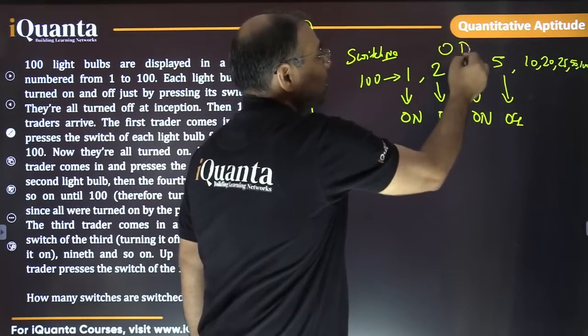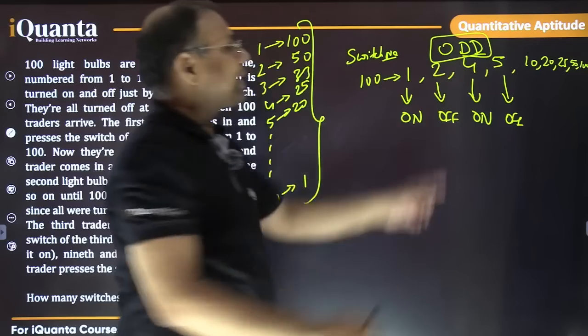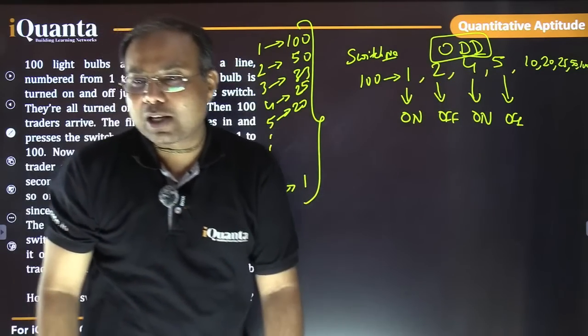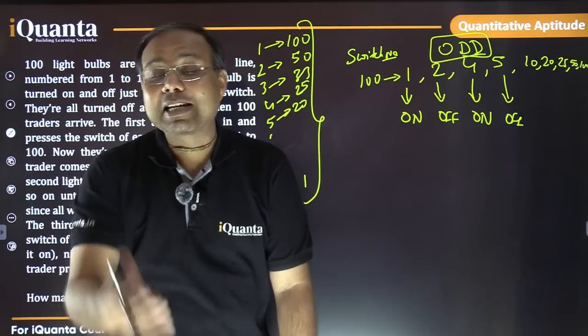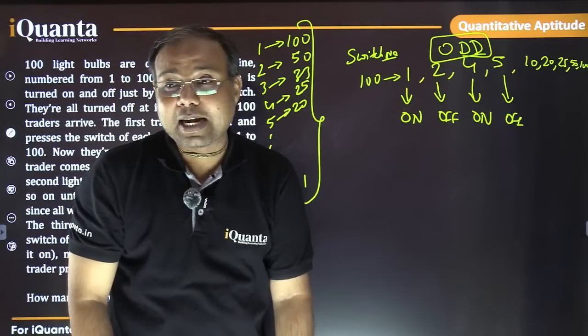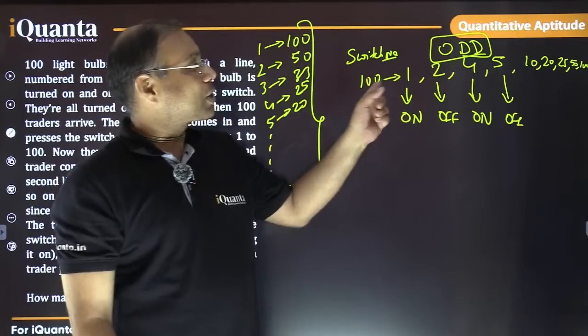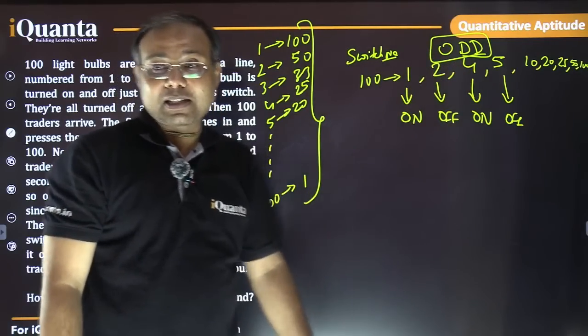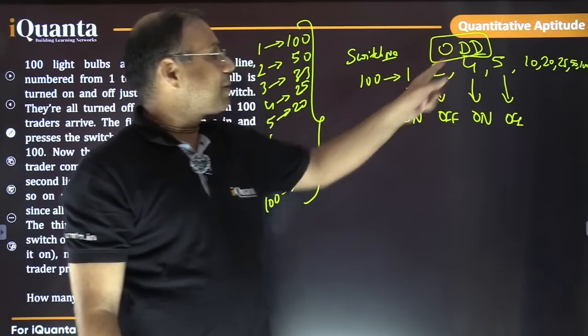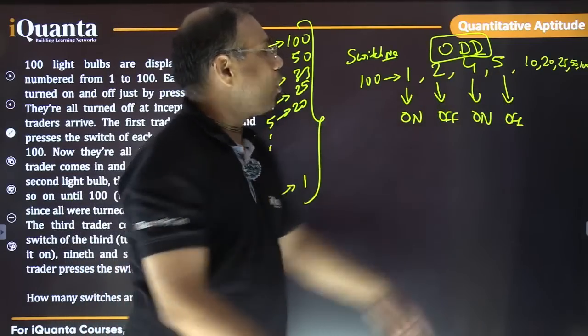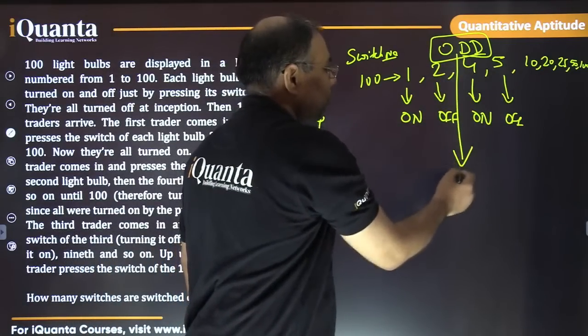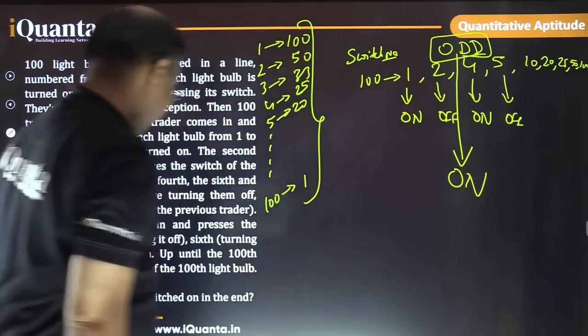It is an odd number. How do we get to know that a number is going to have odd factors or even factors? Whether it is a square number or not, we have already discussed that, right? So because 100 is a square number, it has got an odd number of factors. So what does odd factors mean? It is going to remain on. And that was the question actually.